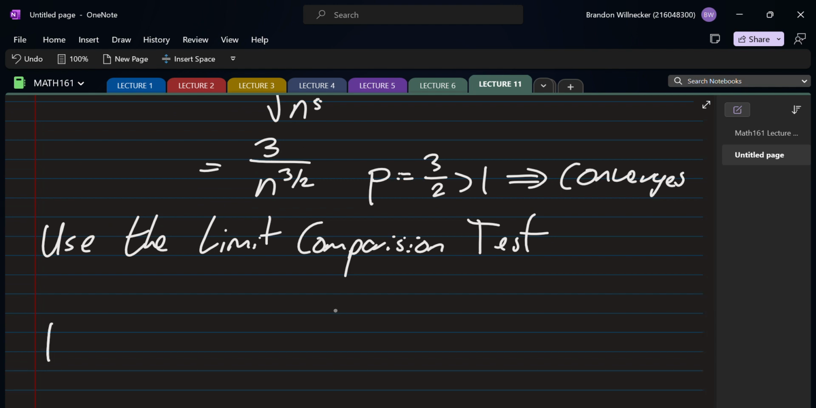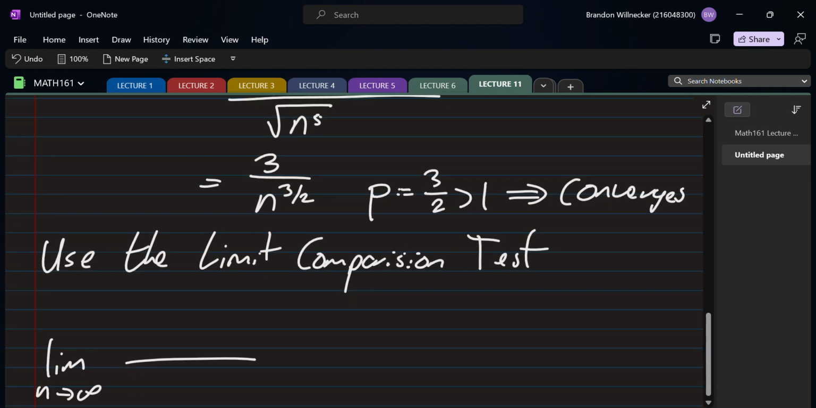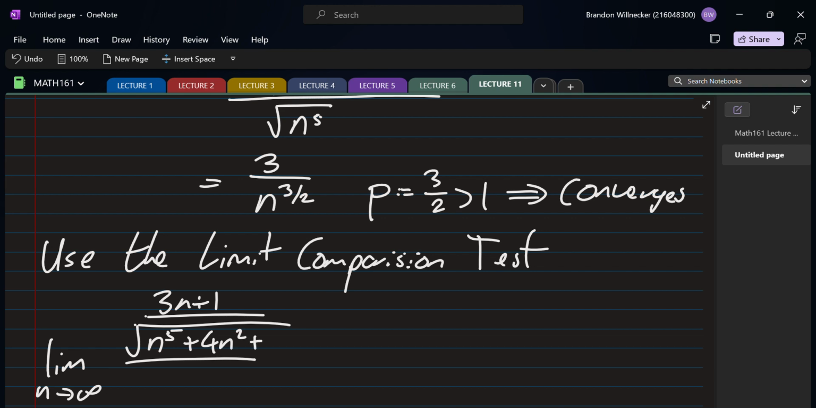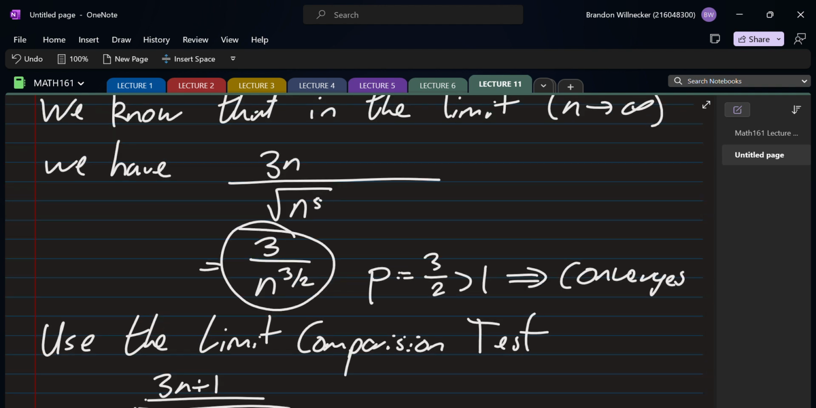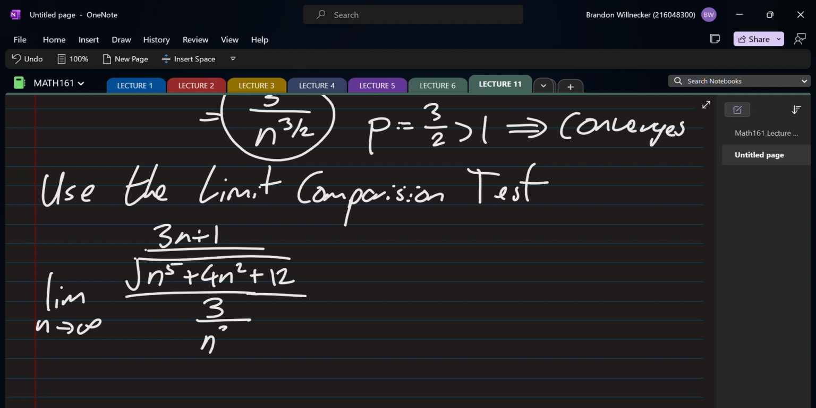Okay, so how does that work? That's going to be the limit as n goes to infinity, and then we have this fraction. In the top, we have the series that we're given, so the 3n plus 1 over all of that. So we're going to have 3n plus 1 over square root n to the 5 plus 4n squared plus 12. Okay, that's the one at the top. And then at the bottom, that's the one that we're comparing it to, which is going to be this one here. So it's going to be divided by 3 over n to the 3 over 2. And then we take the limit and we see what we're going to get.